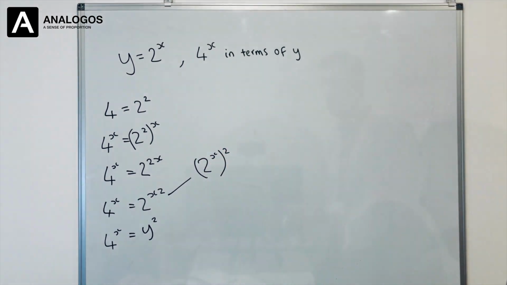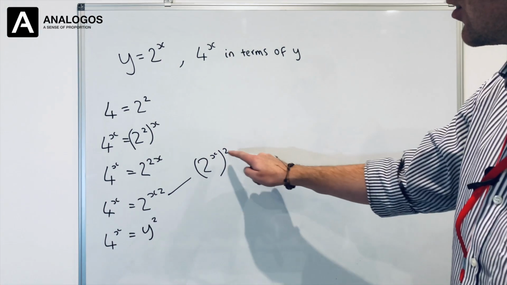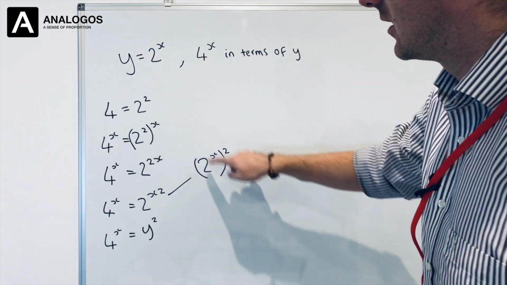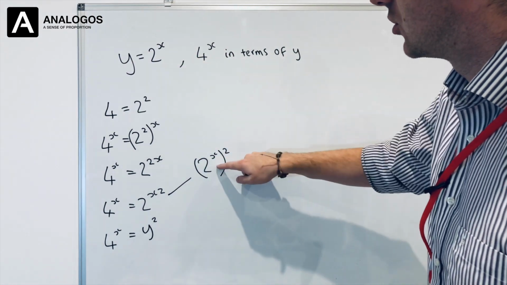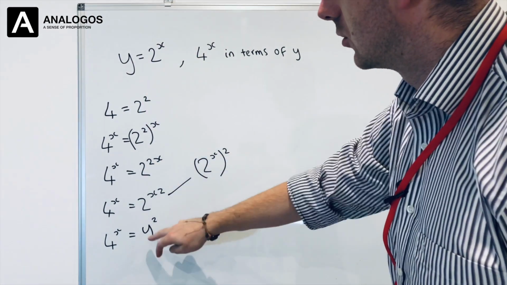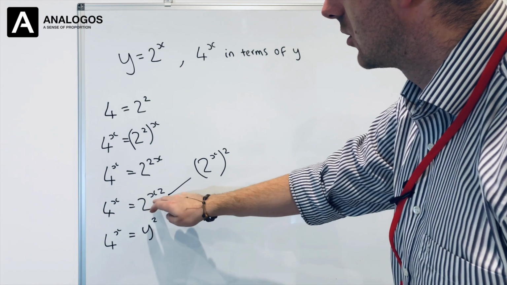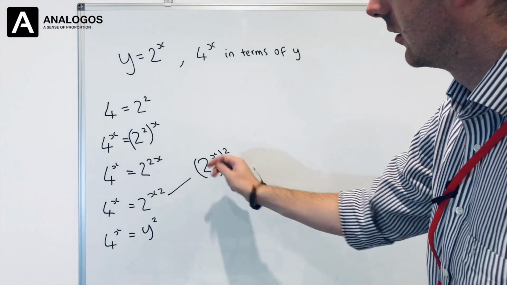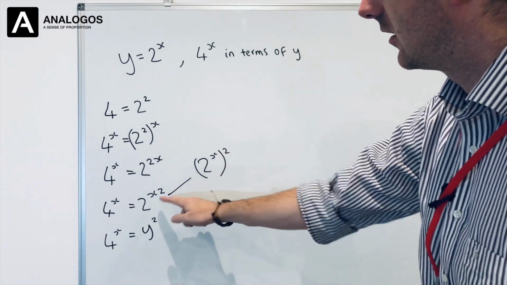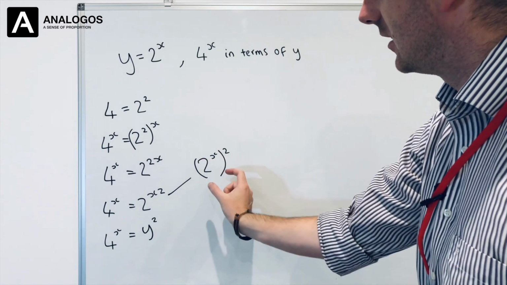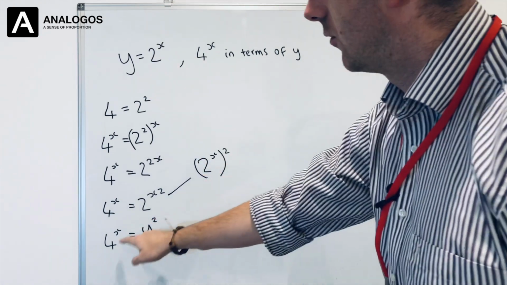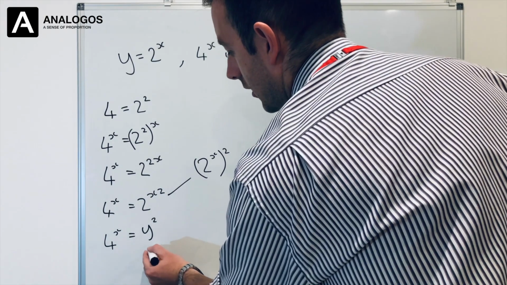squared, if that makes it any easier. Yeah, 2 to the power of x squared. Maybe that's easier to see. There's a straightforward substitution. The y goes in here. That's where the 2 to the power of x was. That's the same thing, because all you're going to do is multiply them anyway. But if that makes it easier, it's a straightforward substitution. 4 to the power of x equals y squared.